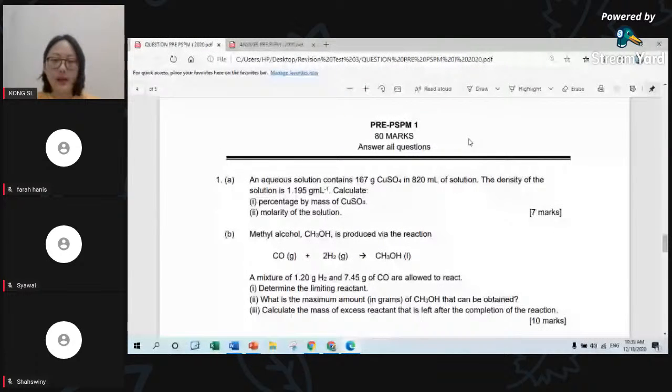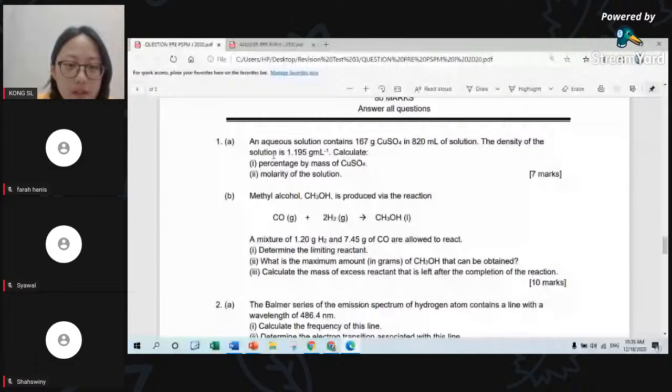Send the mail sitting PSPM is high, so meaning that tutuplah face-to-face exam. Okay, the first question is about concentration measurement. Okay, the second question is about the limiting reactant. Okay, for this set of questions, it is quite simple because it is straightforward.